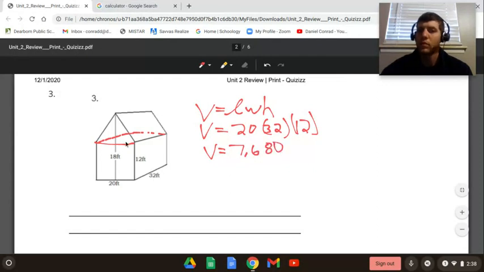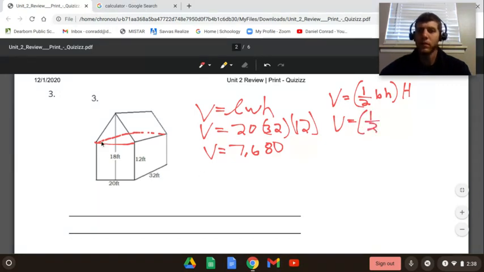Okay, and then we have a triangular prism for the attic and roof here. So for a triangular prism, it's the area of the triangle, so 1/2 base times height, that's the height of the triangle, and then times the height of the prism. So the distance between the two triangles, the two bases of the prism. So our volume here is going to be 1/2.